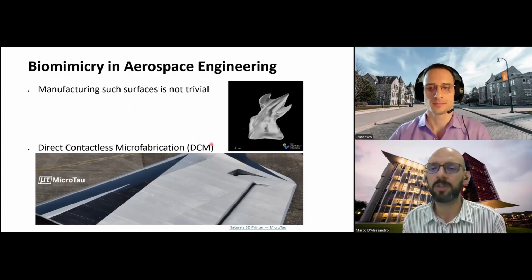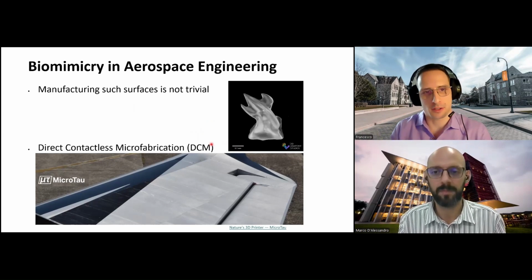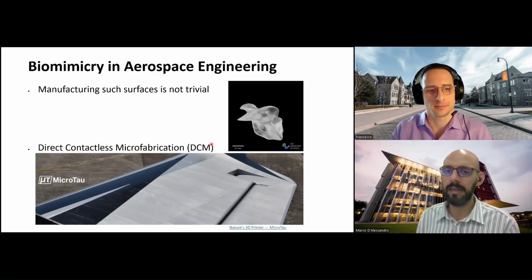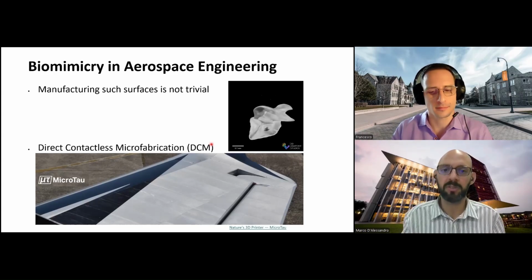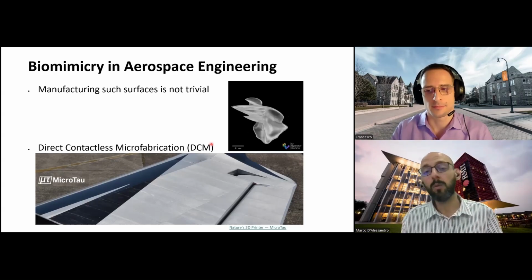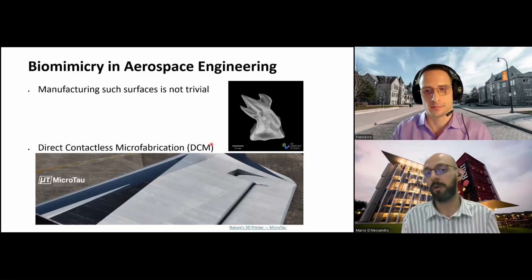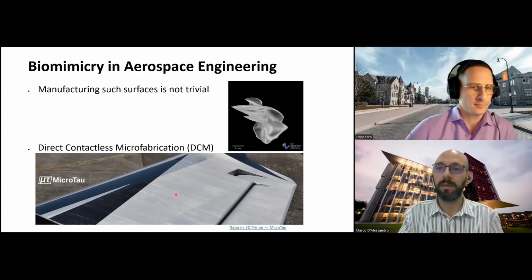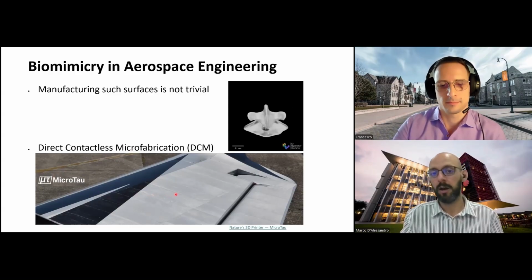What's the size of denticles, Francesco? 200 micrometers in the case of the shortfin mako shark. That's right. So we're talking about really tiny geometries on top of the surface. And the one way that has been found to generate them is with direct contactless microfabrication that uses UV light to cure the material and create these geometries on top of the surface.